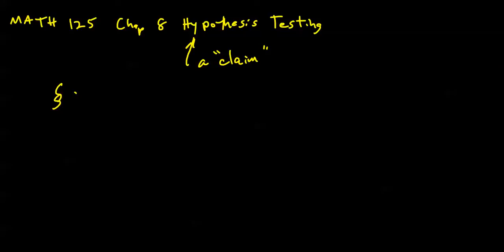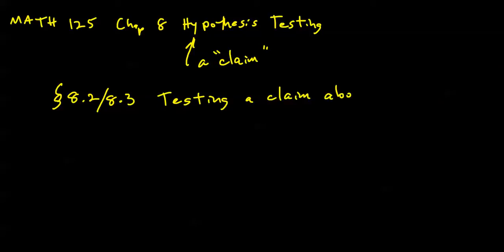And today we're going to talk about section 8.3. I'm going to kind of marry 8.2 and 8.3 together in our text. And in 8.3 we're going to talk about testing a claim about a population proportion.